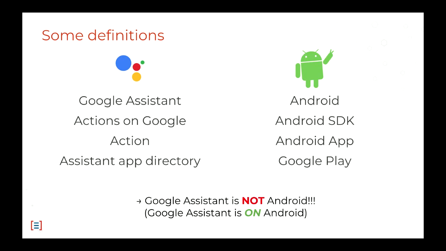To clarify, the Google Assistant platform is completely different, and you have the Android platform on the other side. When you extend this user platform and work with the Google Assistant, the developer platform is called Actions on Google, in comparison with the Android SDK, which is how you develop Android applications. An app for the Google Assistant is called an Action, in comparison with an Android app. And to browse and install apps from the Google Assistant, you have the Assistant App Directory, in comparison with Google Play on the Android side.